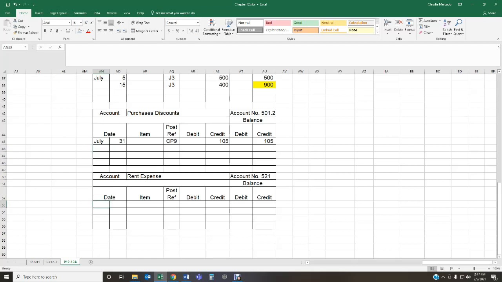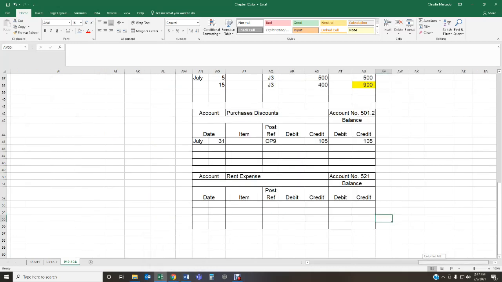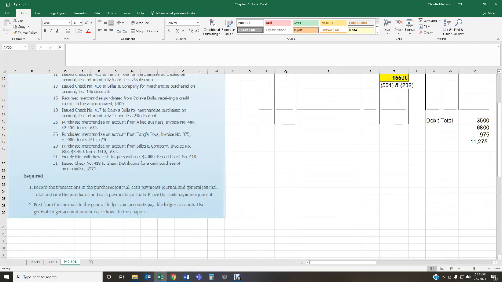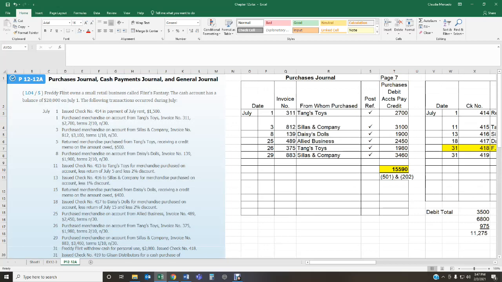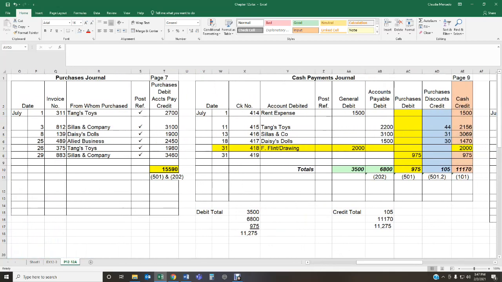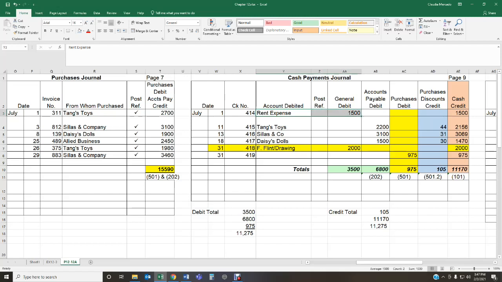Then we have rent expense. Did we pay the rent? Let's look at the problem. These are all of our transactions. How do we handle the rent? Here we have rent expense, $1,500. We had one transaction posted to rent expense for $1,500. That happened on July the 1st, and it's coming from your cash payment journal.